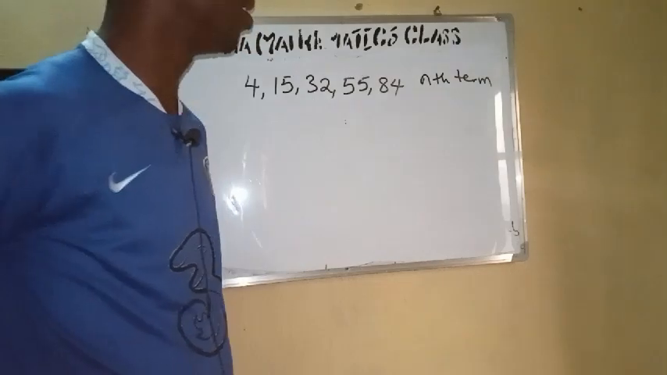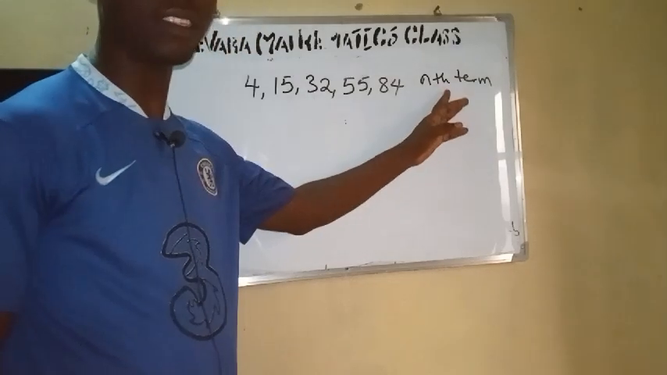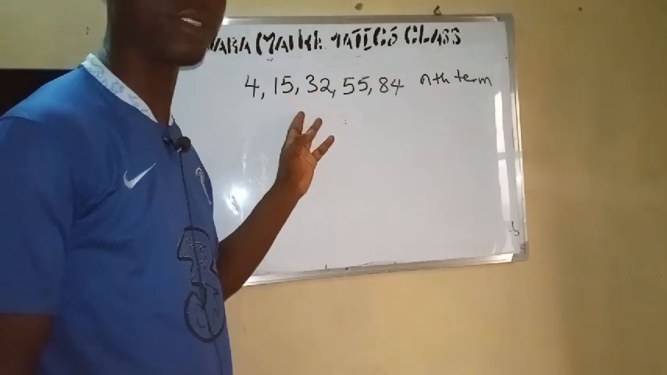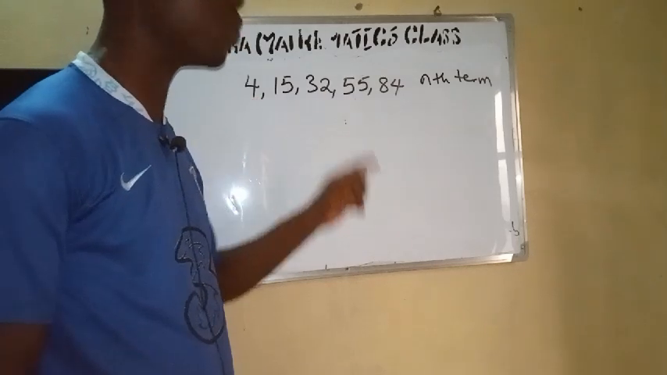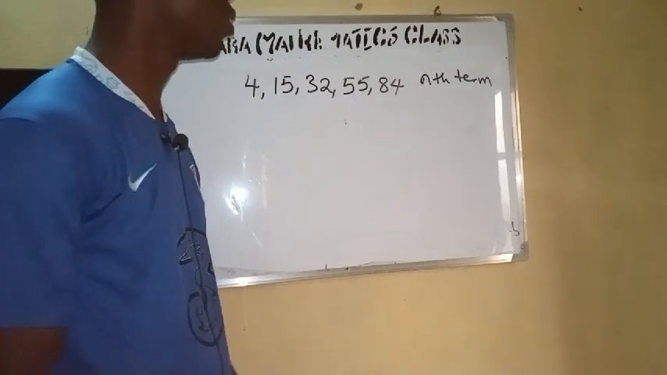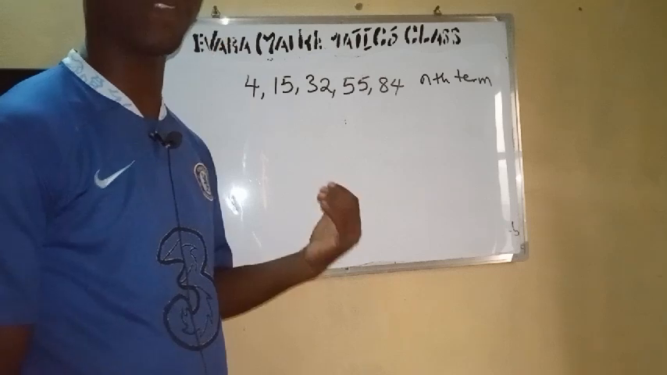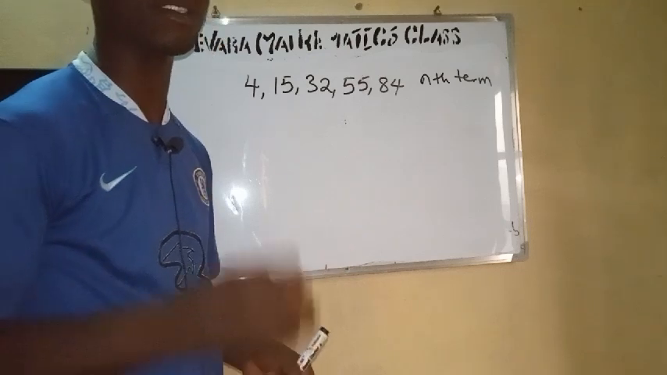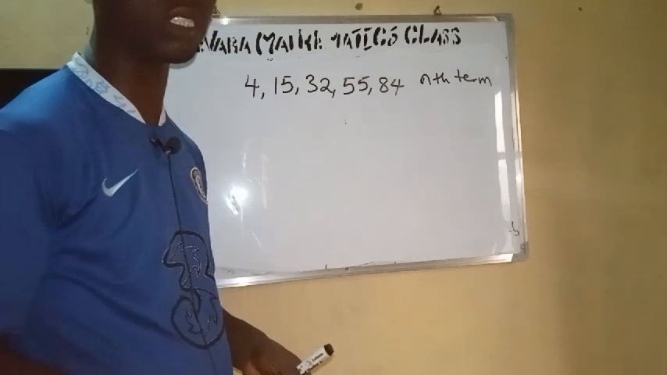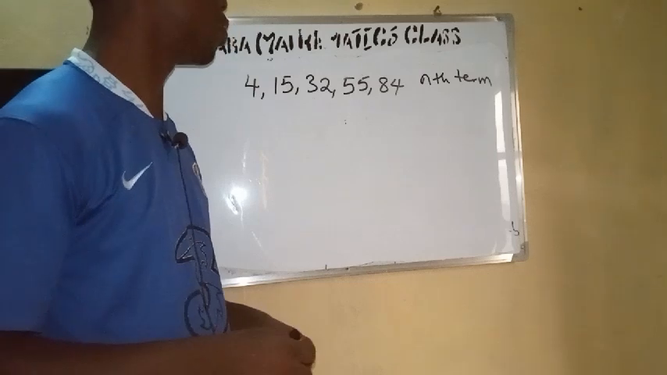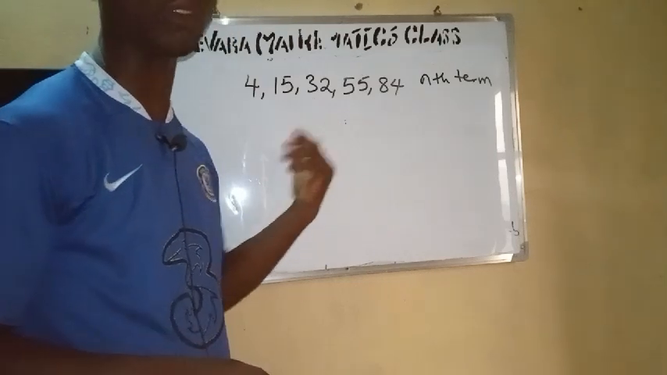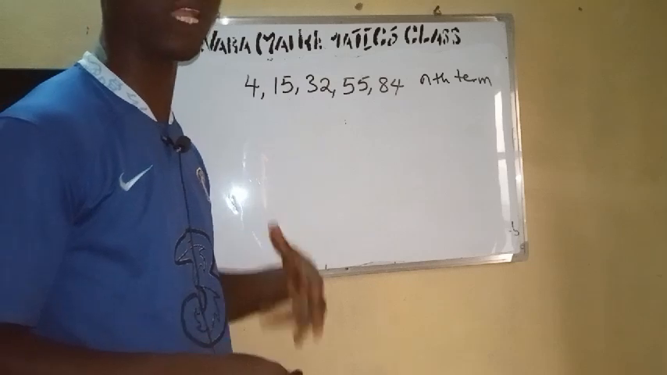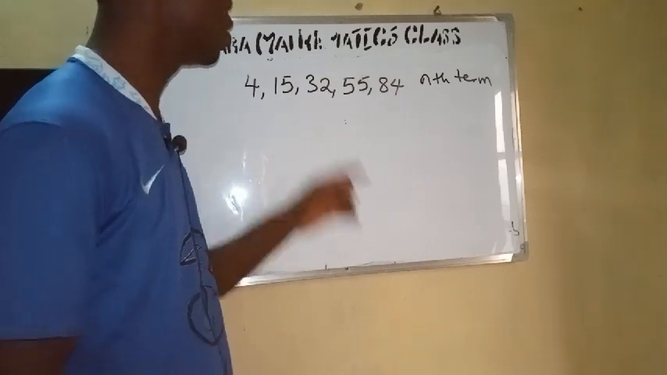Good day, viewers. We are to determine the nth term of this given sequence: 4, 15, 32, 55, and 84. First of all, we are not told whether it is an arithmetic or geometric sequence. So, to know whether it is arithmetic, we will subtract the terms and see whether we get the same difference.